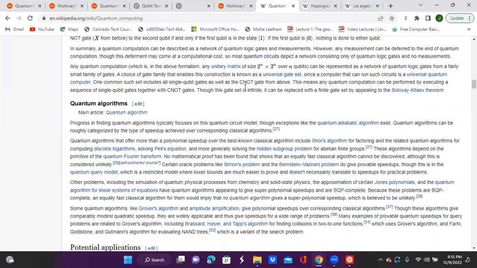A choice of gate family that enables this construction is known as a universal gate set, since a computer that can run such circuits is a universal quantum computer. One common such set includes all single qubit gates as well as the C0 gate from above. This means that any quantum computation can be performed by executing a sequence of single qubit gates together with C0 gates. Though this gate set is infinite, it can be replaced with a finite gate set by appealing to the Solovay-Kitaev theorem.